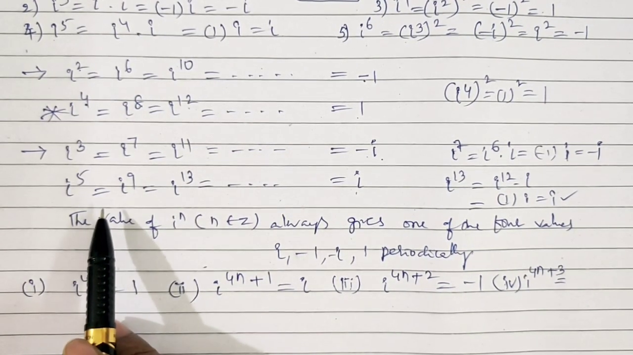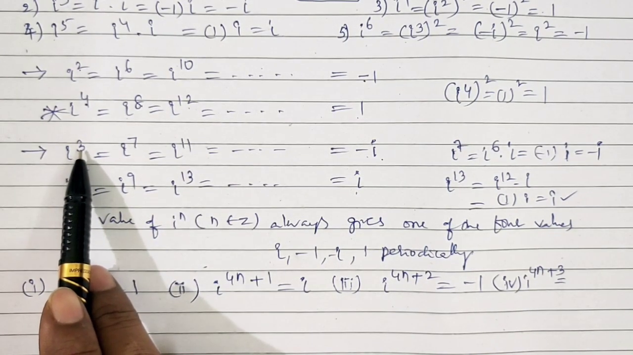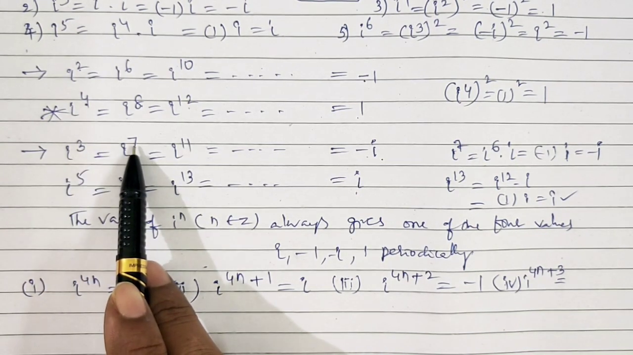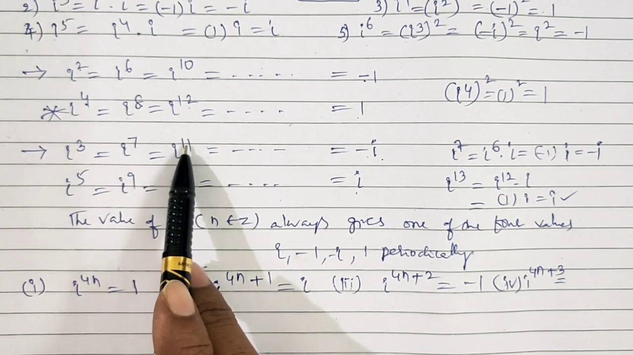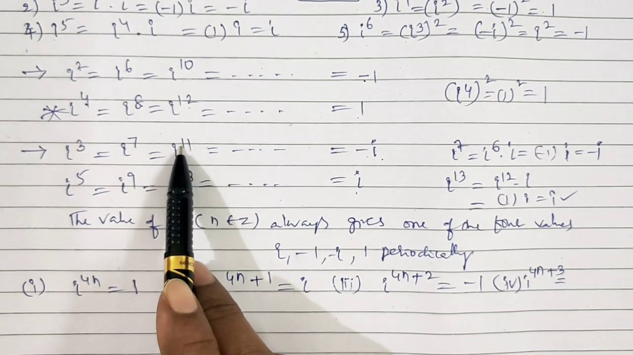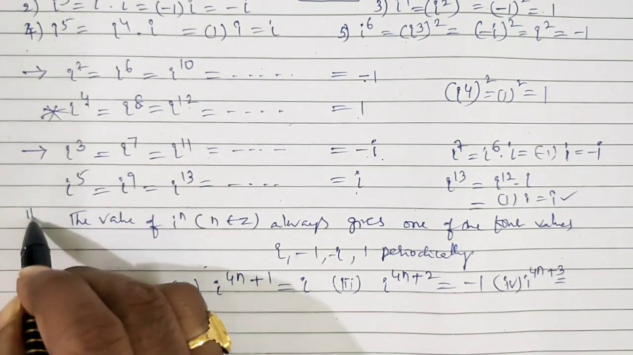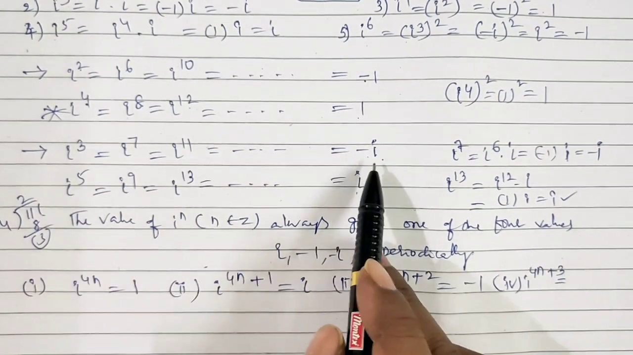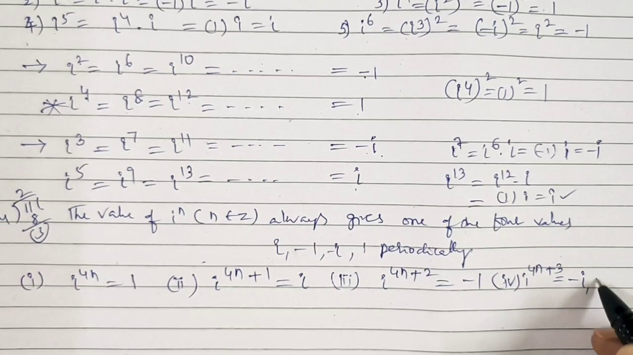I power 4n plus 3 value we get minus i. If you divide the exponent 3 by 4, we get remainder 3, 0 times. If you divide 7 by 4, we get remainder 3. If you divide 11 by 4, we get remainder 3, because 4 twos are 8, remainder is 3. So the result is minus i. That means i power 4n plus 3 value is minus i, where n belongs to Z.